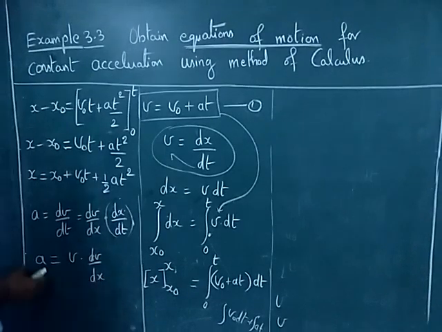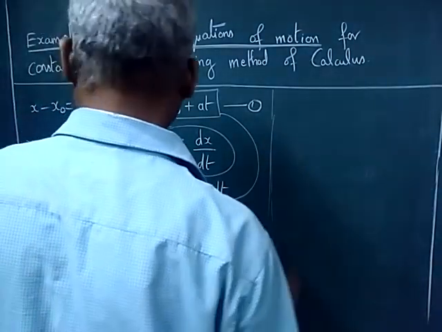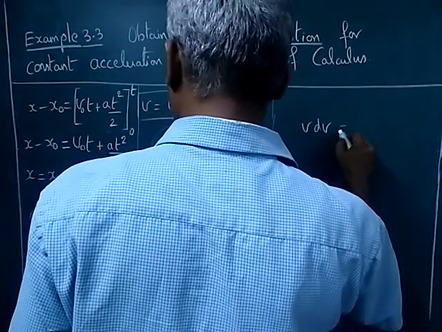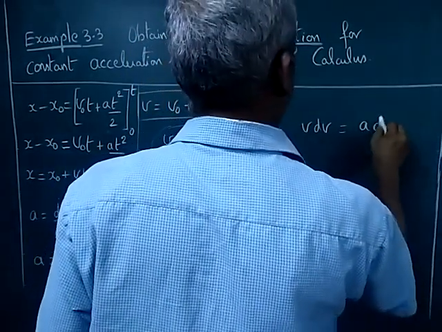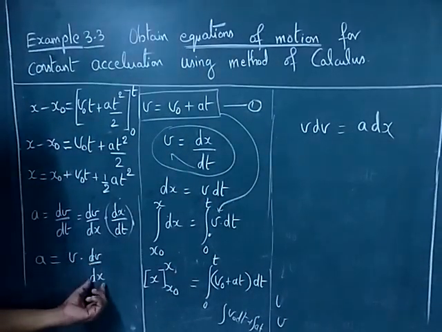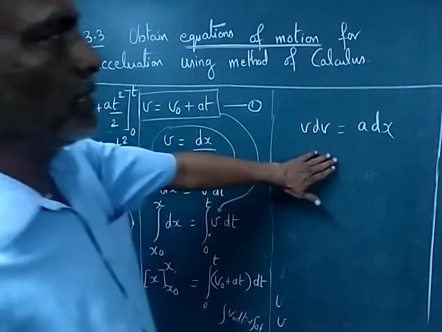Now bring this dx to the other side. So you will get v dv is equal to a dx. That is, v dv will remain here and bring this dx that side. That's what is written here.